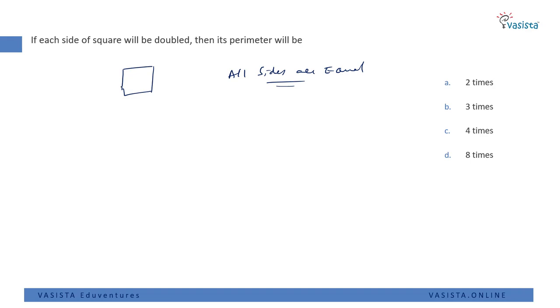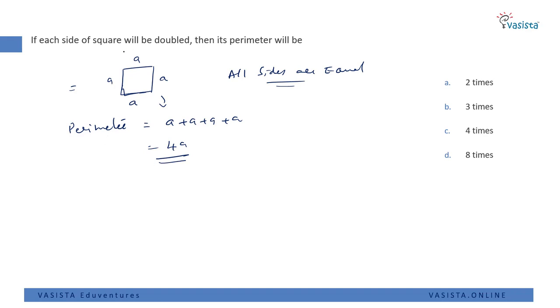Right. So now what happens? Let me consider this as A. Right. So obviously, this is also going to become A. Right. So the perimeter of this particular square is going to be what? A plus A plus A plus A, which is nothing but 4A.